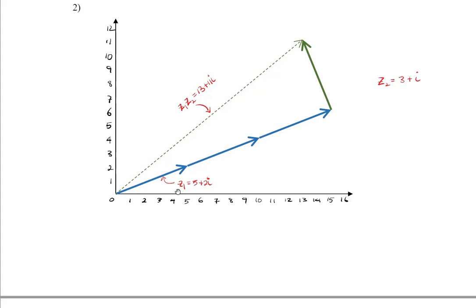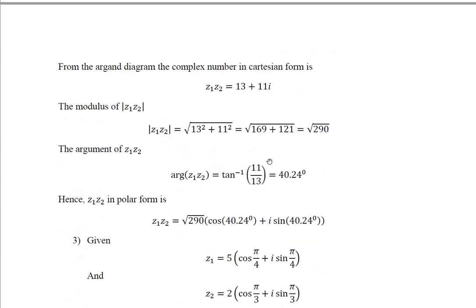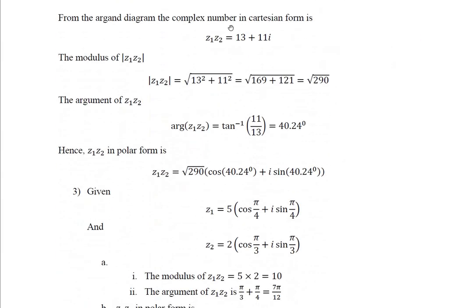Question 2. First, we draw the complex number z1, which is 5 plus 2i. According to the complex number z2, we have to magnify this by 3 or scale it up by 3, then rotate 90 degrees counterclockwise and multiply it by 1. So 1, 2, 3, rotation counterclockwise, multiply by 1, and the result of z1 multiplied by z2 is 13 plus 11i. From the Argand diagram, the complex number in Cartesian form is z1 z2 equal to 13 plus 11i.